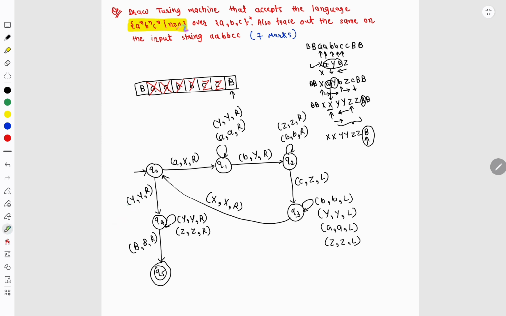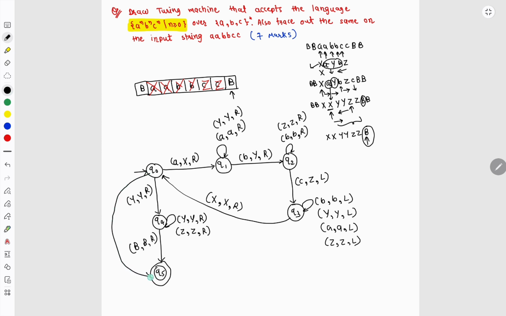But for n greater than or equal to 0, the null string will also be accepted by the Turing machine. So for that, we need to draw that also. That means if any null string occurs at the Q0 state, it should be accepted. For the accepted state, there is the Q5 state in our Turing machine. So we can draw it like this.